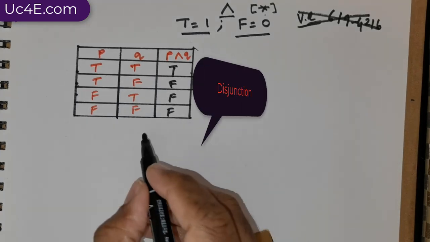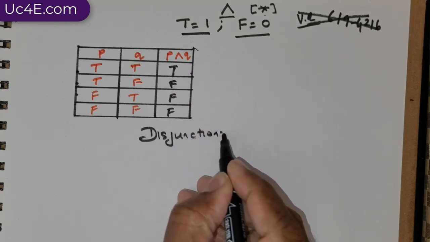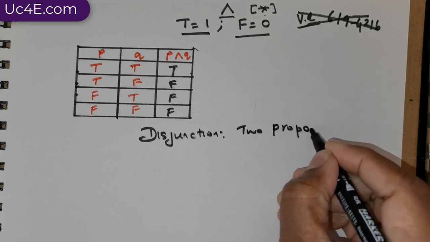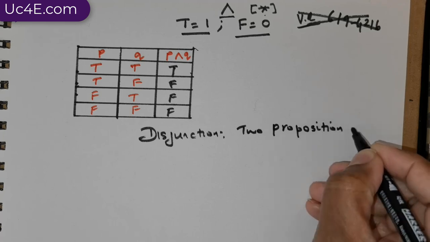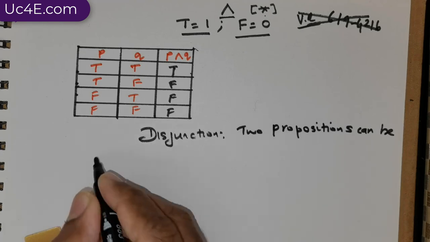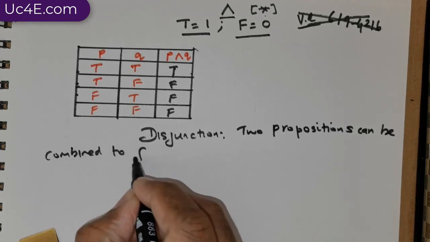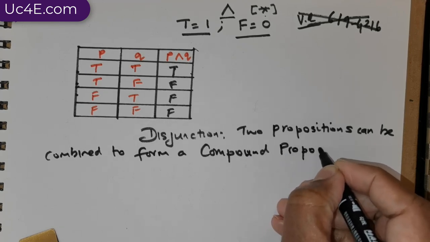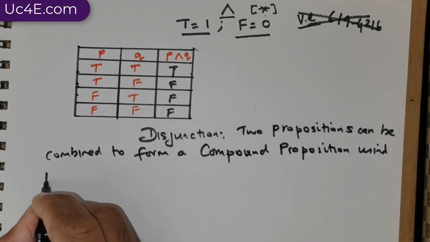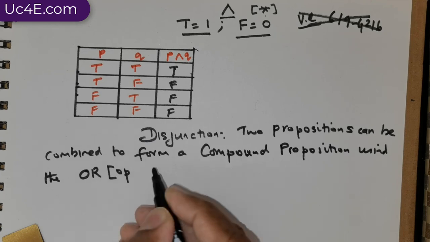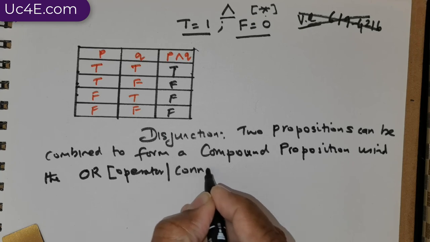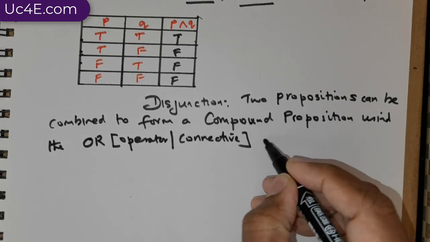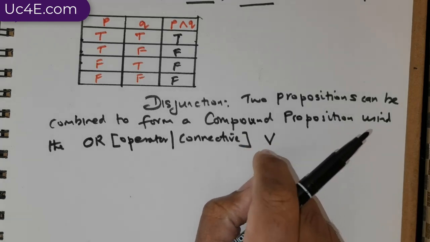Now the next we will be learning is what is called disjunction. So when exactly is this created? Two or more propositions can be combined to form a compound or complex proposition using the OR operator, or you can use the word connective. The symbol that we use for representing the OR operator or OR connective is this V. This is how we represent it.